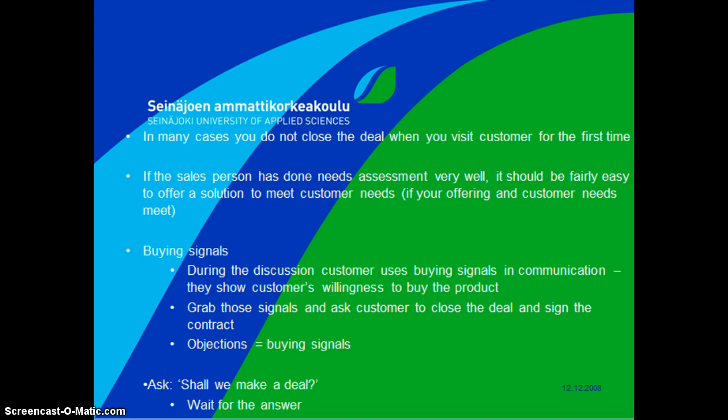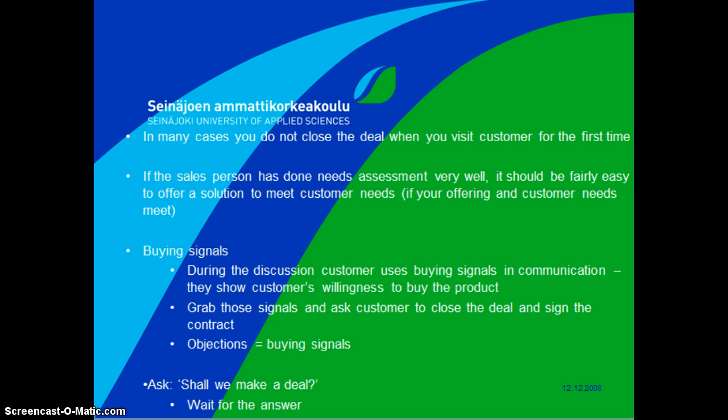Buying signals. I have sent you with this email a separate document about buying signals. We have also discussed in the class a little bit about the buying signals earlier. This is a very complicated issue. So basically in the sales discussion you might confront issues expressed by customers which can be interpreted as buying signals. You have to recognize them as a salesperson. They show the customer's willingness to buy the product, and you have buying signals in many different forms.